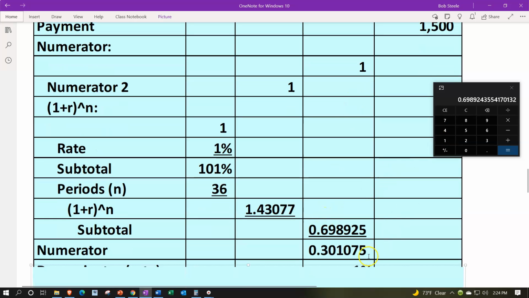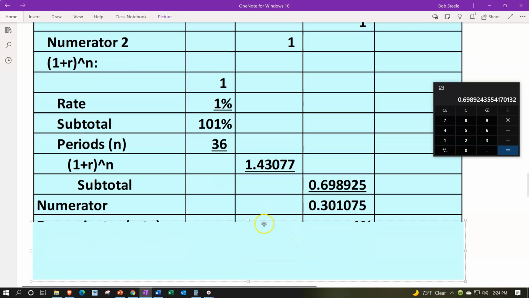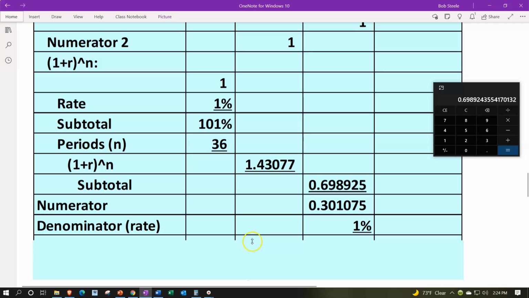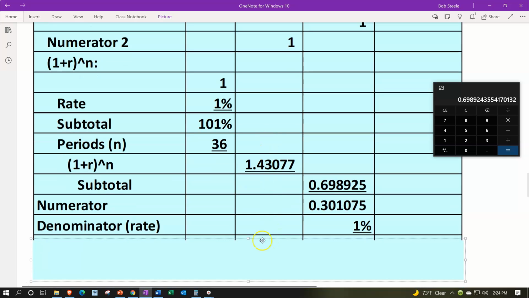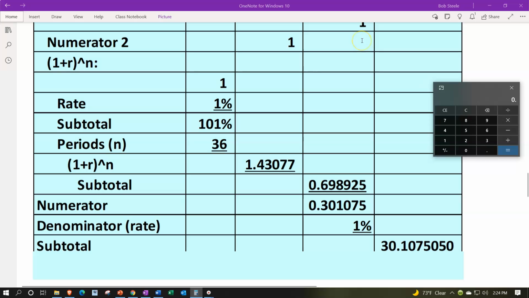So I won't do the calculation. That gives us 0.30175. And then we finally have the denominator, which is the rate again right there. The rate, which is not 12, but 12 divided by 12, and 1. So we divide that out. So we can do the numerator divided by the denominator: 0.301075 divided by 0.01 is about 30.1075.